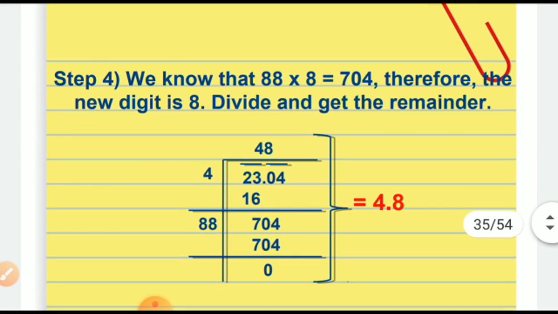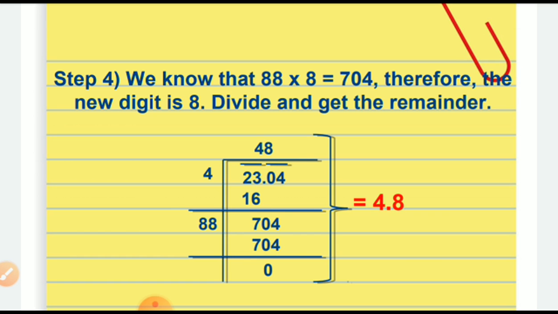Here we know we will get 4 as the last unit digit. So 88 into 8 gives a 4. Therefore the new digit is 8. 48 on the top as a quotient and 88. 88 8s are 704. Subtract it, you will get 0. That means a perfect square root.